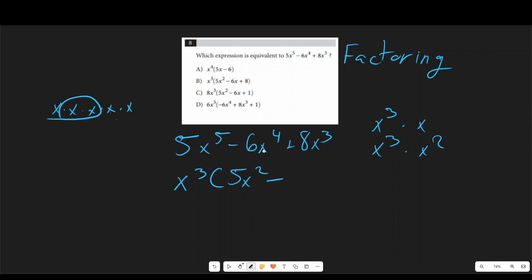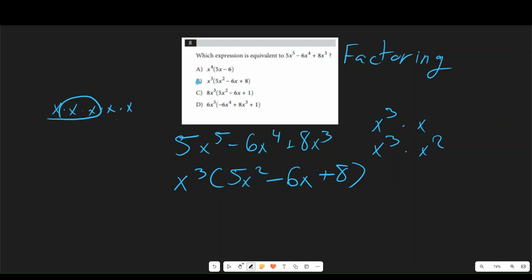Same thing here, x to the fourth power, and we factor out x cubed, that's going to leave us with a minus 6x. And then also we would finally have a plus 8 term, right? So this is actually looking like one of our answers, right? We have an answer B right here.